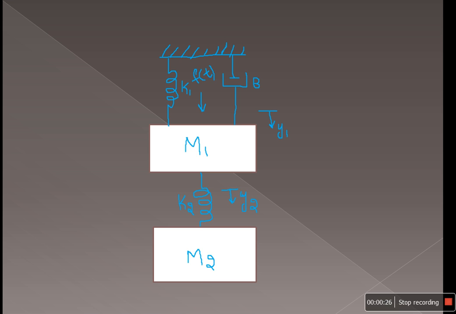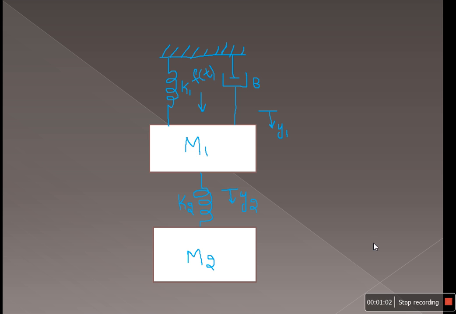The guidelines are: first, we have to draw the free body diagram of the mass, that is the node. Generally we consider the mass as the node. After drawing the free body diagram, we have to identify the opposing forces and the applied forces on that free body diagram, and after that we apply Newton's second law. What is Newton's second law? Applied forces equal the opposing forces. After that we find the final transfer function of the system.